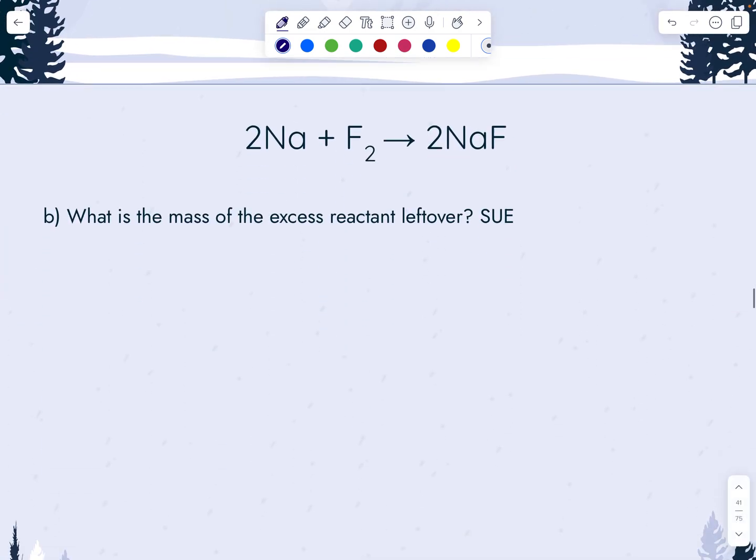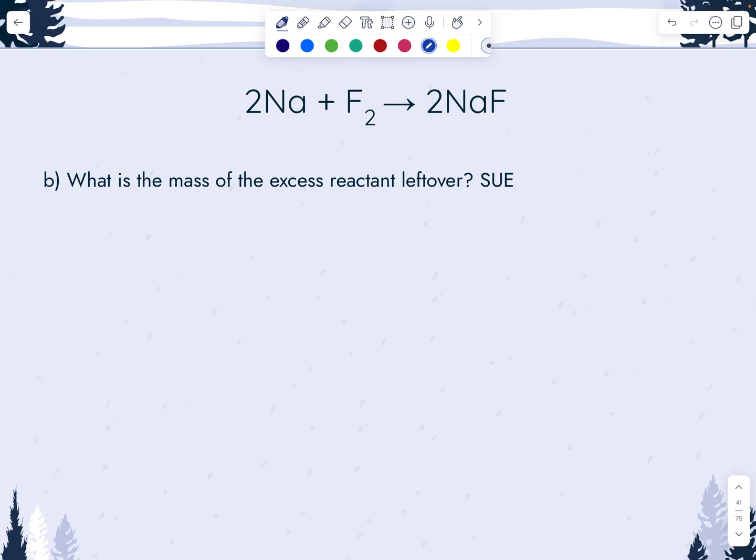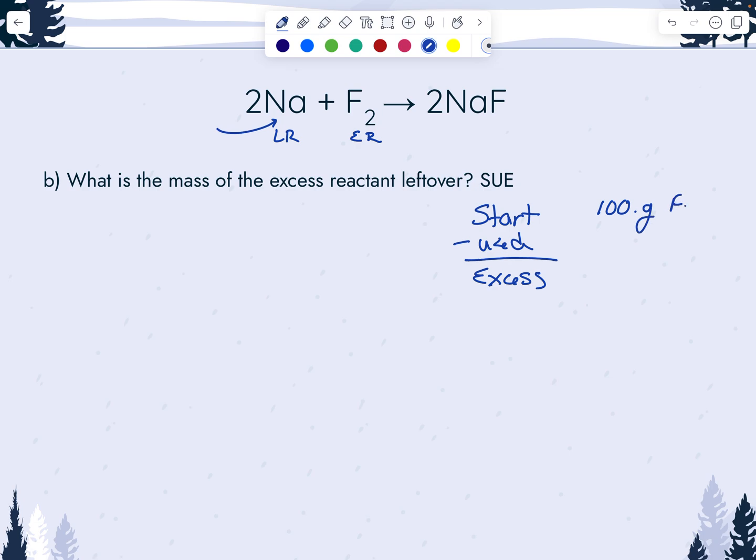And then we have the second part of this question. How much of the excess reactant is left over? First thing we do is we figure out, well, which reactant was the excess reactant? I just said sodium was the limiting reactant, so the fluorine must be the excess reactant. Start minus used equals excess. How much did I start with? Go back and read the beginning of the question. I started with 100 grams of fluorine. Now I have to figure out how much I used. I have to start with my limiting reactant, which was the sodium, right?